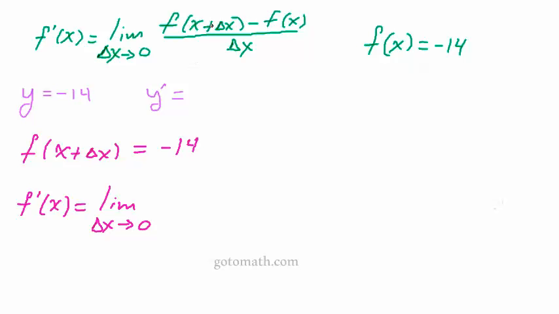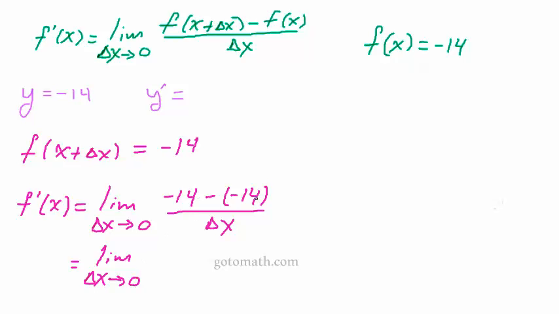And of course, what is this? It's just this right here, right? Negative 14 minus f of x. Of course, that's going to be negative 14, and that's all over delta x. And we, of course, rewrite this, the limit as delta x approaches 0. What happens up here, this just becomes 0 over delta x. And of course, remember this is still f prime of x here.